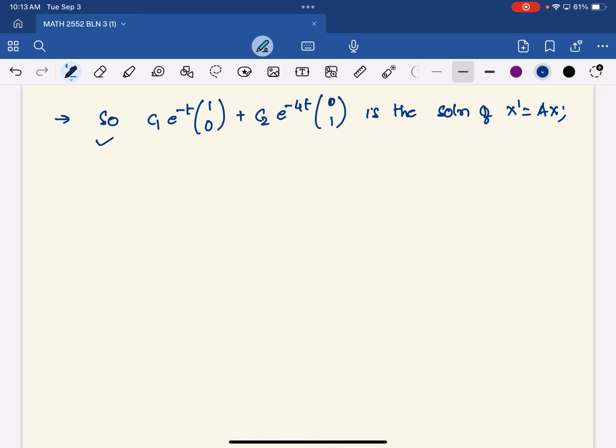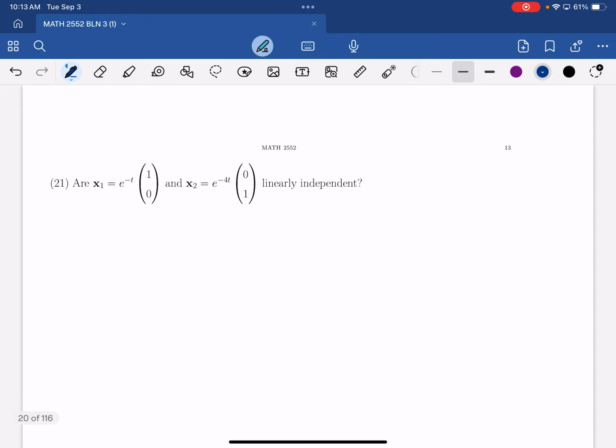So what did we do? In this problem, I could look at the matrix and find the eigenvalues, and then I could find the eigenvectors. They turned out to be solutions, and the linear combination is a solution. So the next thing that you want to ask is, are they linearly independent? How do you check whether two things are linearly independent or not?